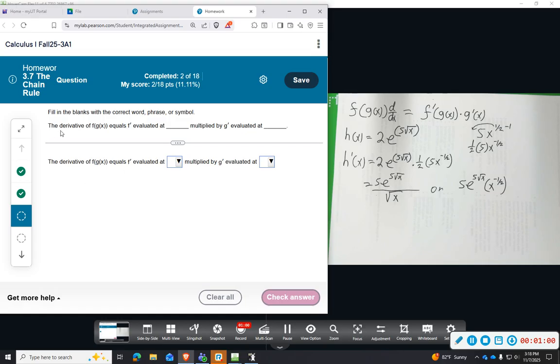Three is going to be a fill in the blank with some definitions. So the derivative of f of g of x equals f prime evaluated at g of x. So this is like what we have here, f prime with the regular g of x in there multiplied by g prime of x evaluated at x. So that's the inside argument there. This is just a different mathematical notation of saying what is happening in symbolic form.